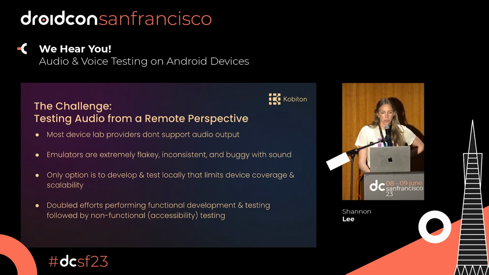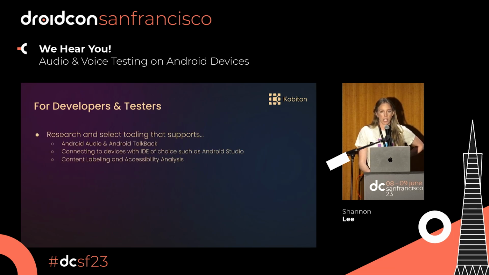One thing I want to make note of is, for developers and testers, what would be the best route to go when you're wanting to test audio or develop audio on your application. The best way to approach this is to research and select tooling that supports your use cases. So a tool that supports your audio output, and then for those that are looking into accessibility, also supports Android TalkBack. And then also tooling that supports the ability to connect to devices in your own IDE. A lot of times as you're developing the audio output, a lot of that syntax and code needs to be developed within your application, then of course, thereafter tested against as well.